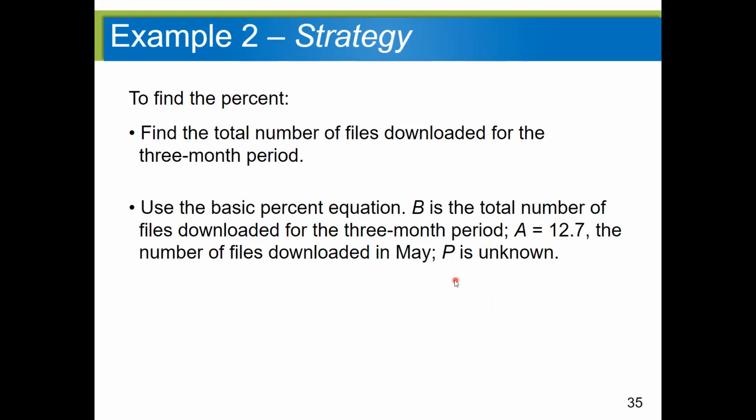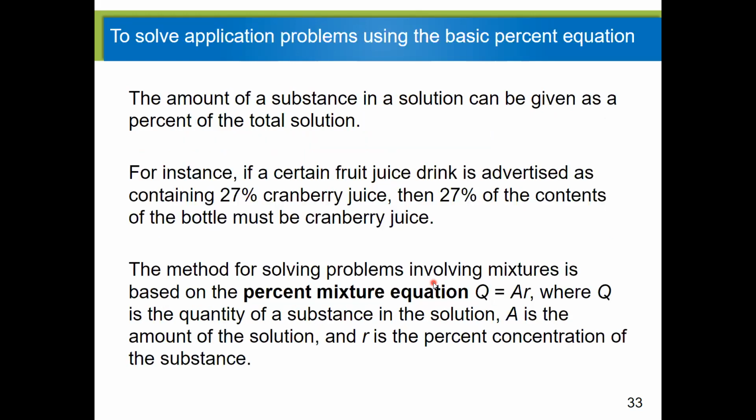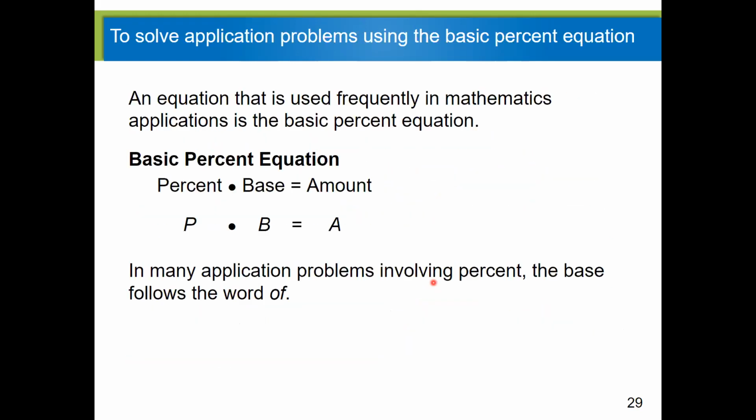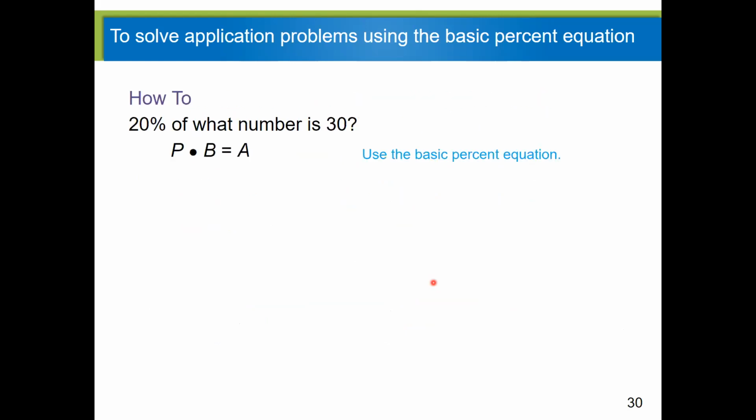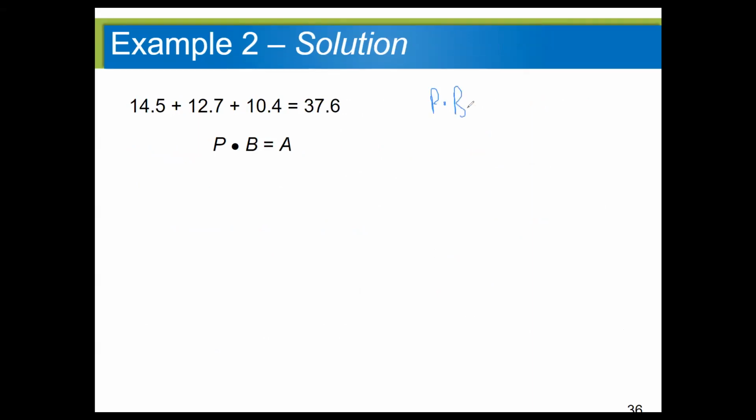So let's try to solve that problem. Well, we know percentage, because we see the question asking percentage, so I need this equation. So I start by writing P times B equals A. That's the top of what I'm doing. P times B equals A. P is my percentage, B is my base, A is my answer, or the end product.